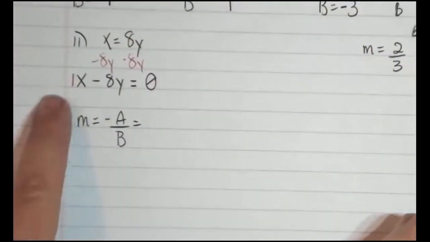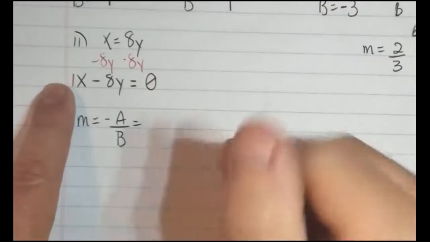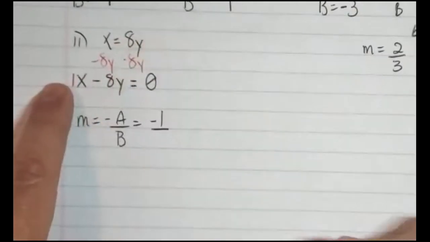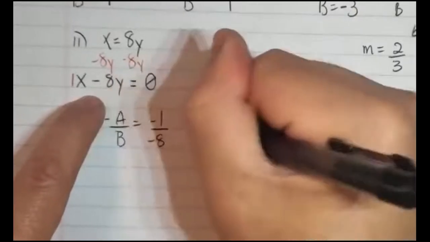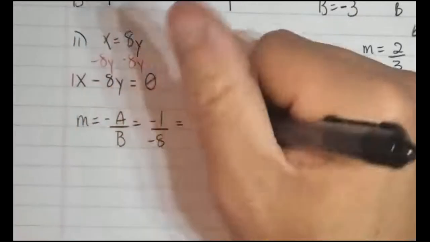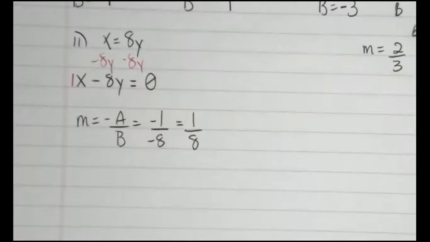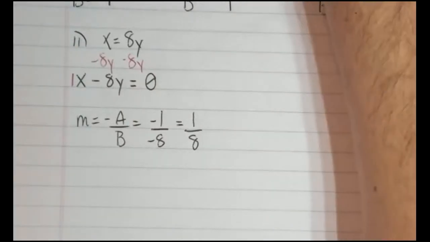So I have my A and B. I'm going to use slope M equals negative A over B. In this case, negative the 1, so negative 1 over B, which is negative 8. So I got a negative and a negative again. That becomes positive 1 over 8.